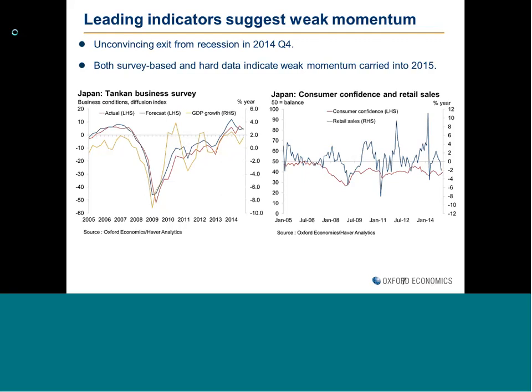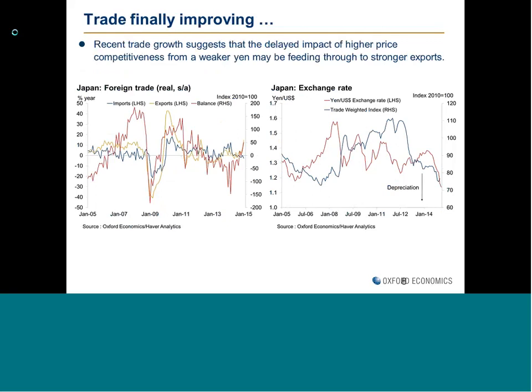So overall, at the moment, while domestic demand is fairly sluggish, we do have some positives, and that is in terms of exports. This is largely reflecting the depreciation that we've seen in the yen. In recent months, export growth has started to pick up significantly, and in fact, in January, export volumes were up 14% year on year.